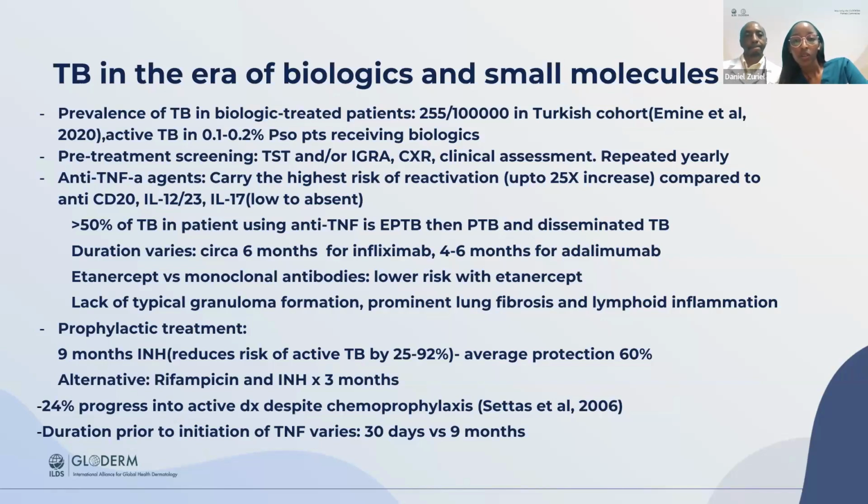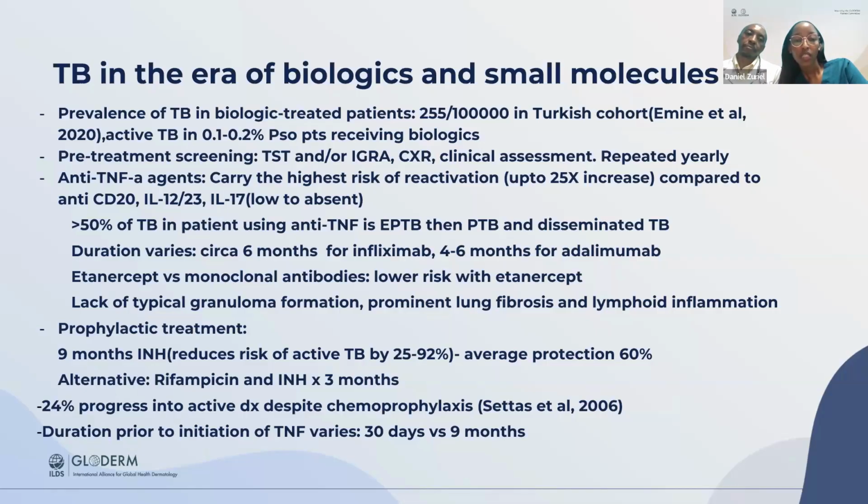So you can either perform a tuberculin skin test or do an interferon gamma release assay, do a chest X-ray, and also examine them clinically. And it is recommended that these tests are repeated every year. Among all these biologics, the anti-TNF alpha agents have been found to carry the highest risk of activation, going up to 25% compared to patients who are not receiving biologics, while other biologics like rituximab, the interleukin-12, 23s, and the interleukin-17s have a lower to absent risk of reactivation of tuberculosis.